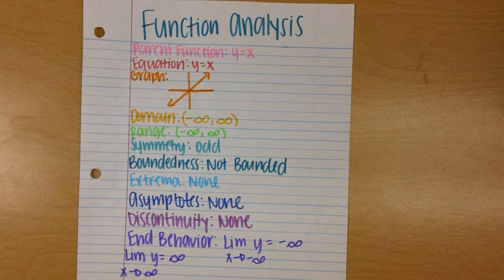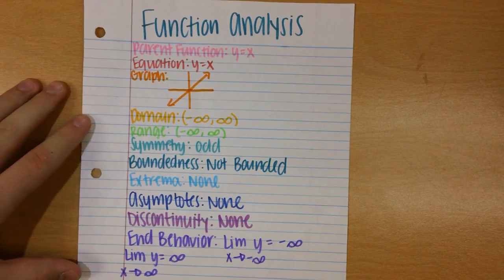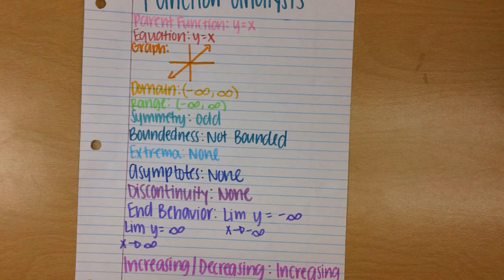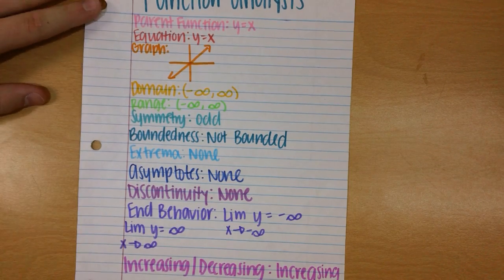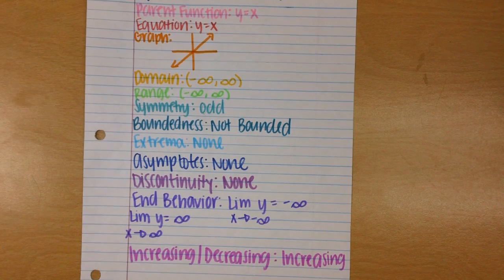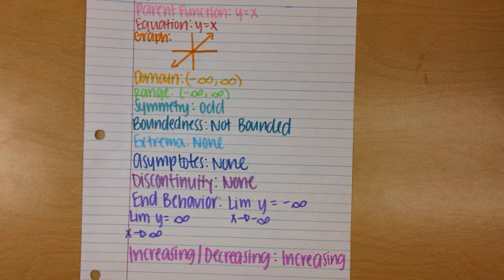The symmetry of our function is odd. Our function is not bounded. There are no extrema, and there are no asymptotes. There are no discontinuities in our graph. As x values approach negative infinity, y values also approach negative infinity. As x values approach infinity, y values also approach infinity. The function continually increases.